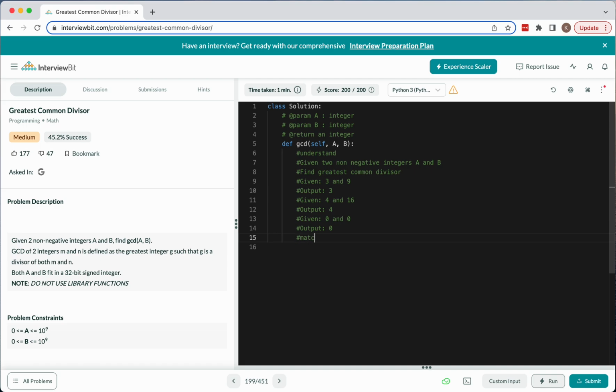So in terms of matching, the way I'm thinking about doing it is that I have to use some kind of if condition to check if a number is divisible by both numbers. So checking if the remainder of a number is equal to 0.